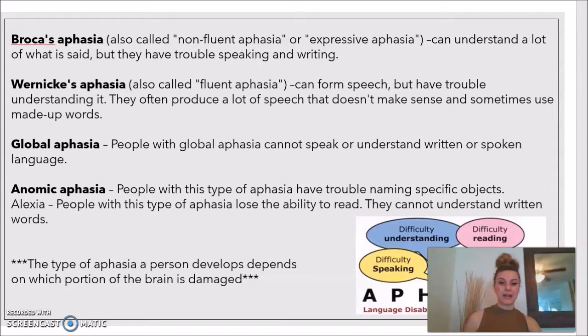And again, the type of aphasia depends on what part of the brain was damaged. So whatever is damaged will affect different things, right?